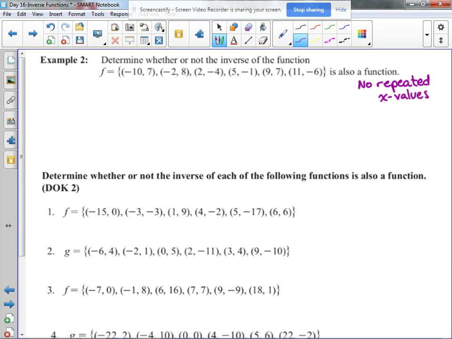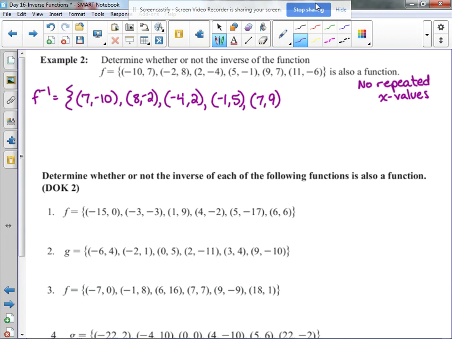Now, there are actually 2 ways that we can do this. We're asking about the inverse stuff. We're not asking about what we're looking at. What we're looking at is a function. Let's look at the inverse. So you can switch all your x's and y's. Okay, there we go. Switch all of x's and y's. And then look to see if any of our x values repeat.